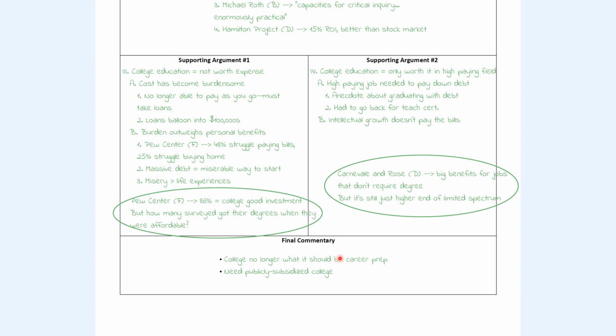And here's what I came up with. My final commentary was really pretty easy to come up with because I've talked very much about how, of course, college has all these inherent benefits, but it's become cost prohibitive for a lot of people. So what else could I possibly close my essay with than, hey, college needs to be publicly subsidized because it's no longer affordable to most people, not in the way that it's supposed to be anyway.